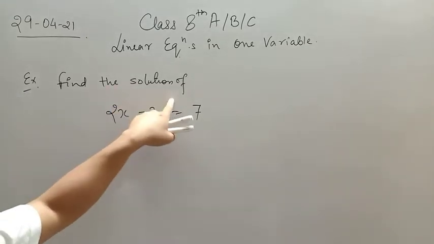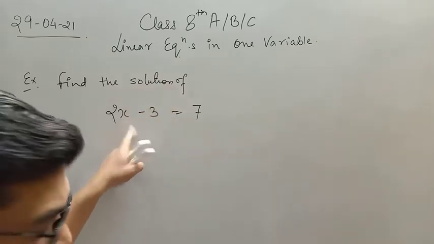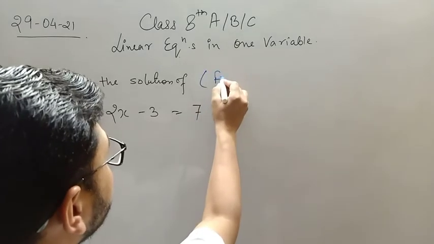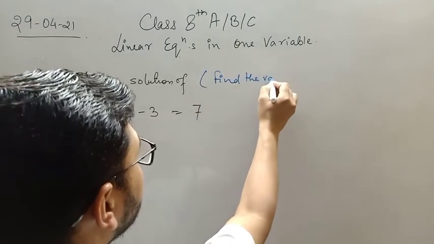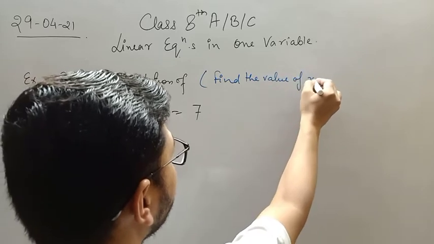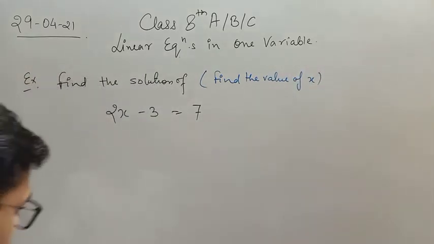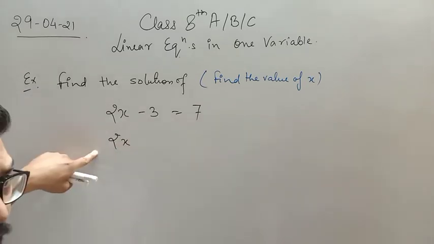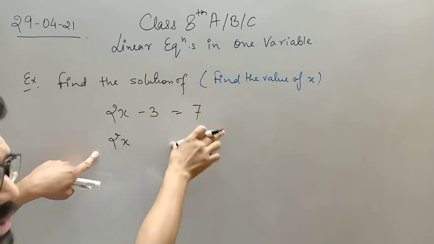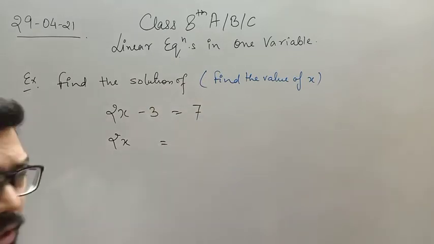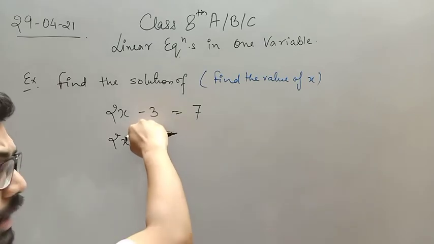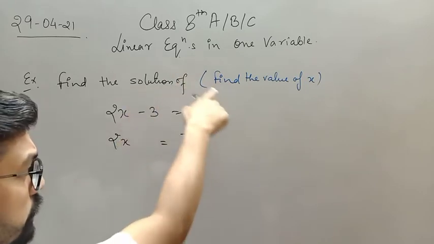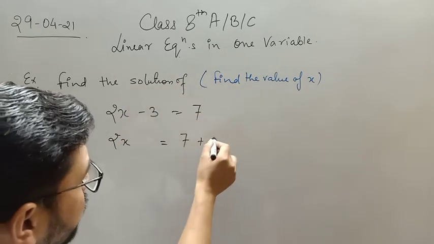So find the solution means, you just need to find the value of x. 2x stays as it is in the LHS. Now I just transpose this minus 3 to the RHS. What does transposition mean? Take this term from the LHS; here it is a negative sign. When you transpose it to the RHS, the sign gets changed.